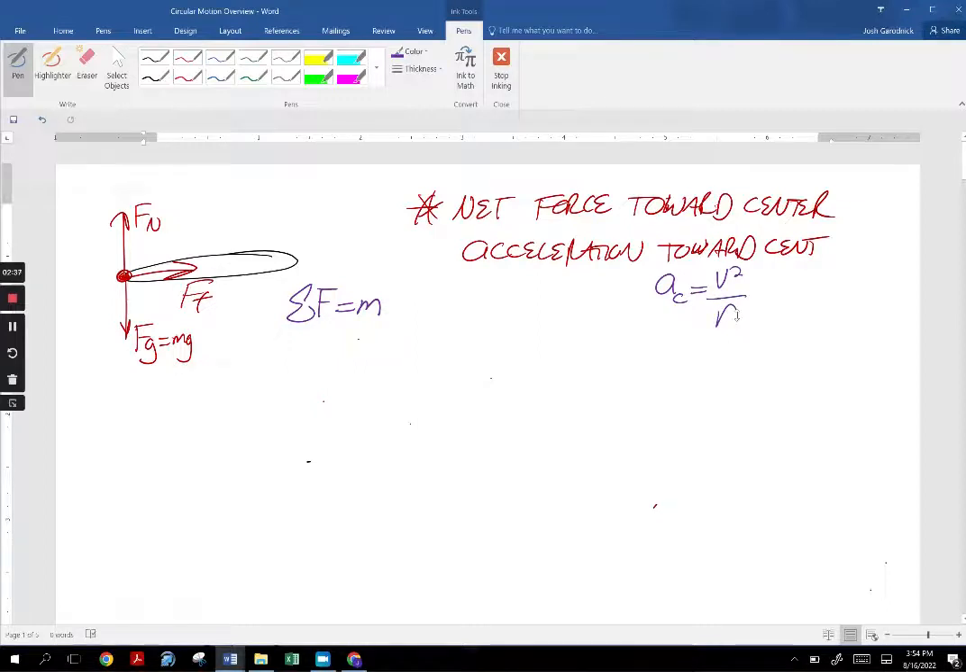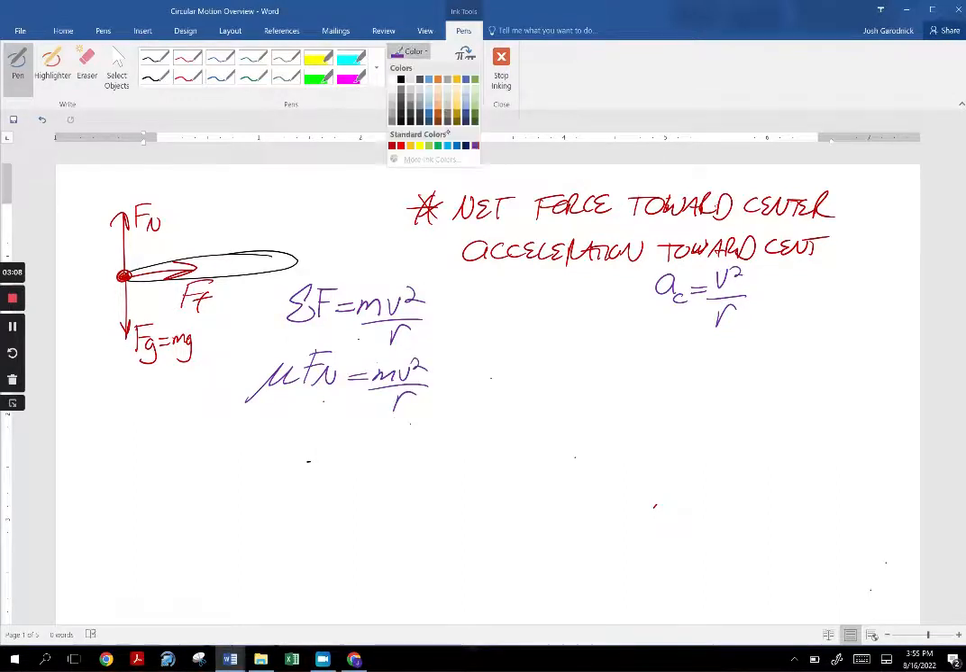I tend to write, instead of writing ma, I just go directly to v squared over r. You can do whatever you would like. But when I see v squared over r, that is screaming at me, hey, this means circular motion. So what forces are causing the mass to move in a circle? The only one we have is friction, which is mu times the normal. And that is what's causing the mass to move in a circle.